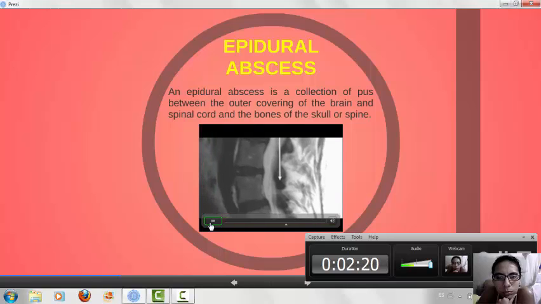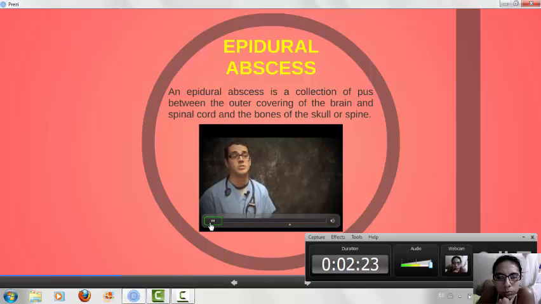The infection is usually caused by bacteria. Staphylococcus aureus is the most common organism, but it may be caused by fungus. It can be due to other infections in the body or germs that spread through the blood. However, in some patients, no other source of infection is found.